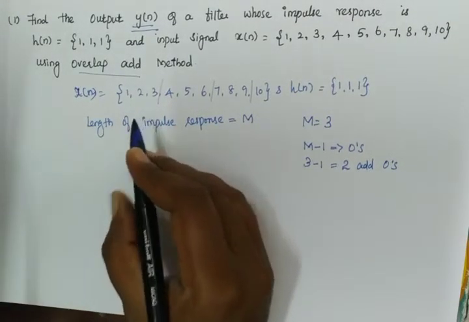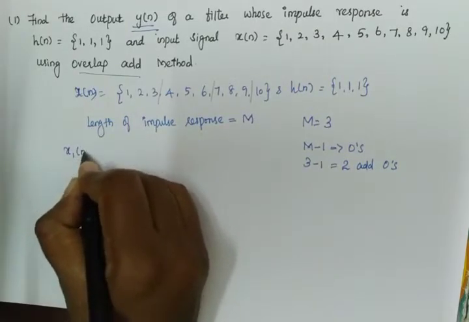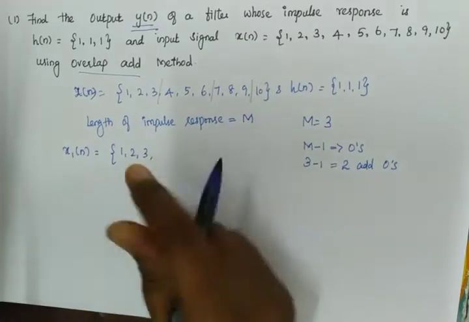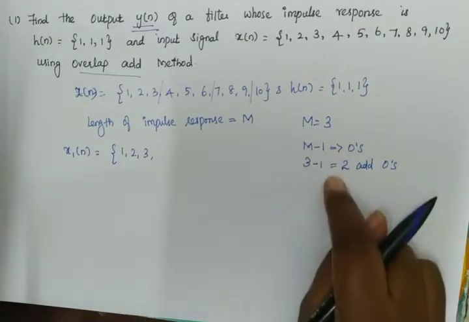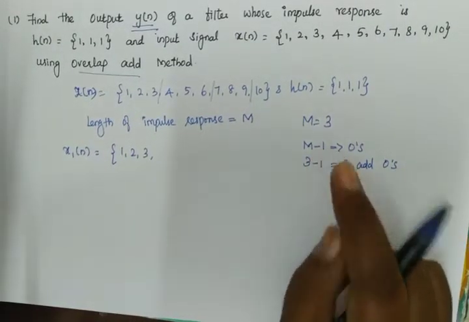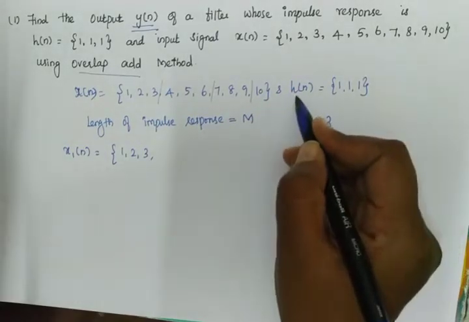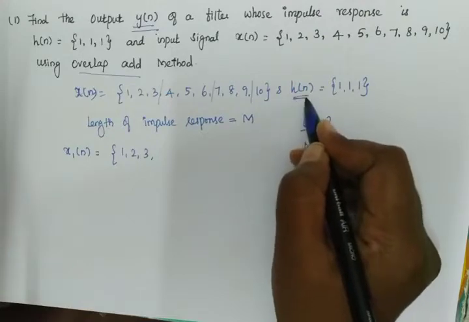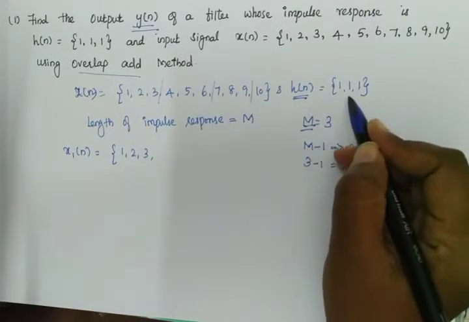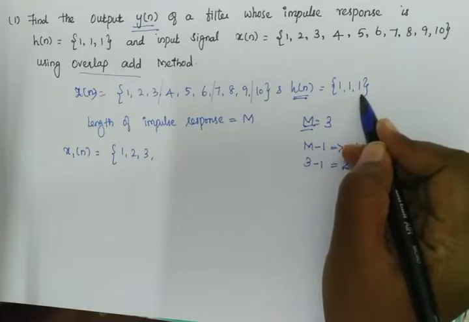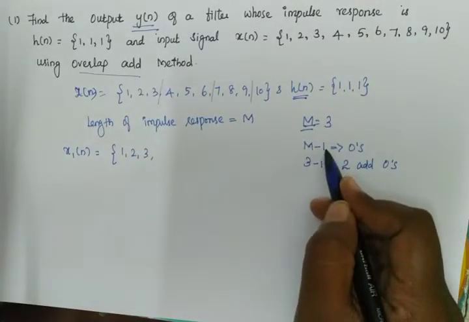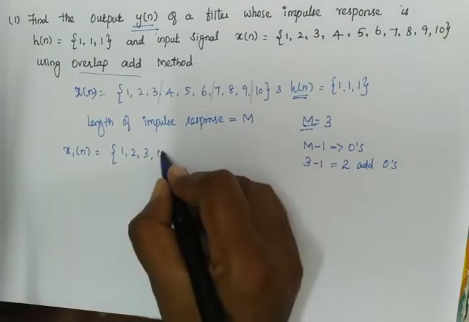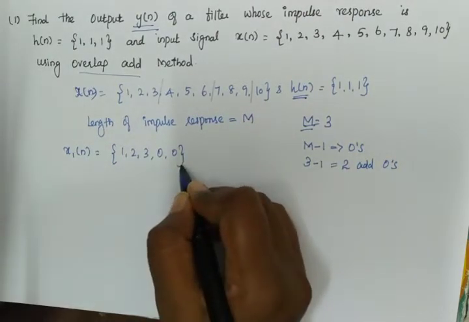So how are we going to divide? Let us take x1 of n is equal to 1, 2, 3. And finally we have to add the number of zeros, that is m minus 1. And this m represents the length of the impulse response. Here h of n has 3 elements, 1, 1, 1. So m minus 1 becomes 3 minus 1, which is 2. So we have to add 2 zeros at the end.